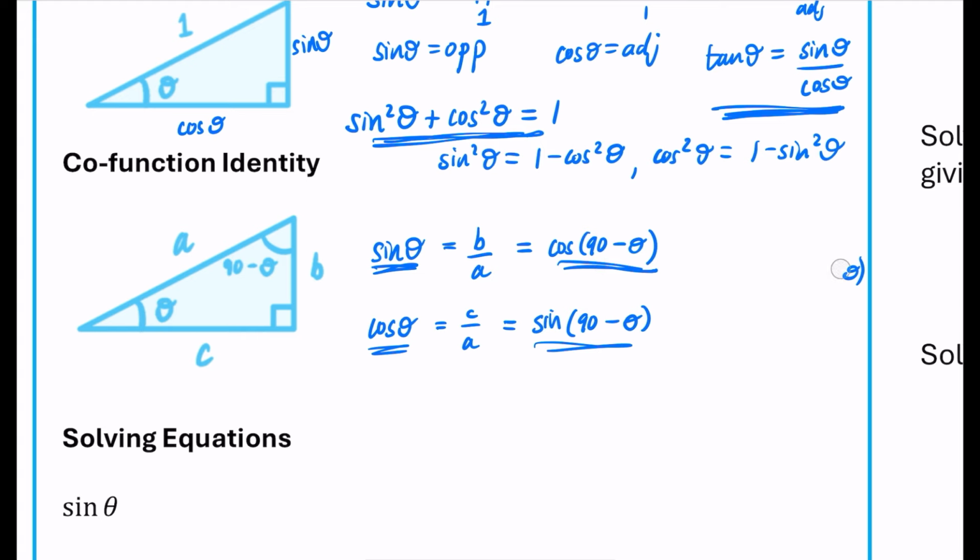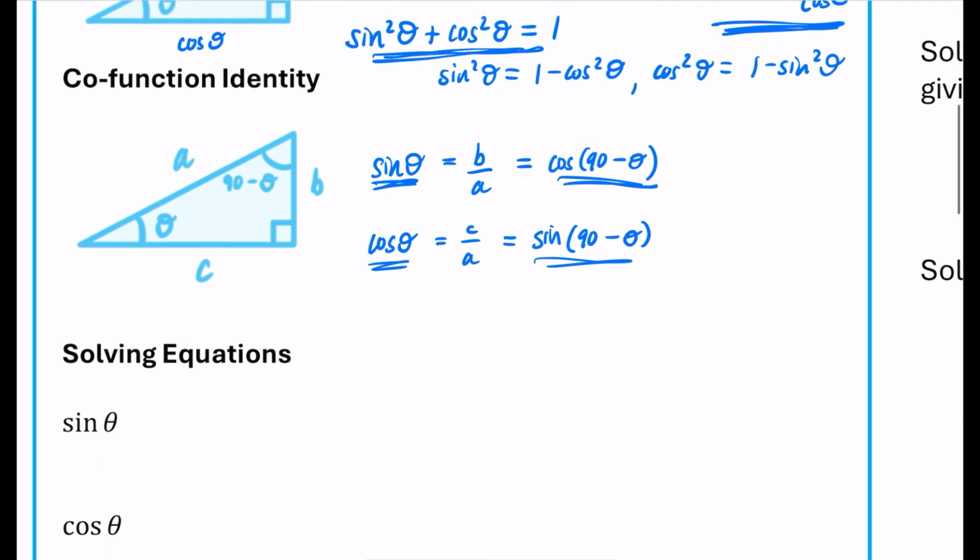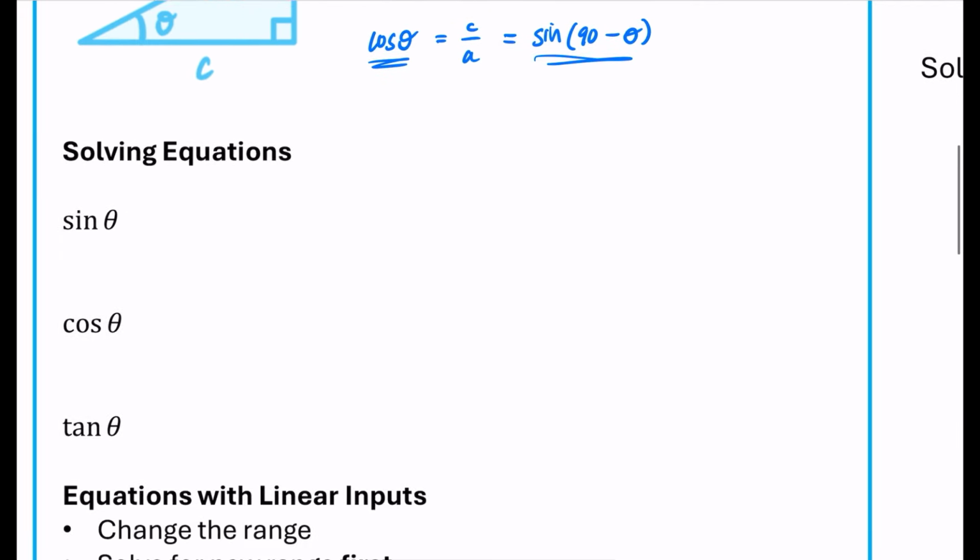Okay, so a bit of a niche one there. I will be using it later on, but I like to point that out in case it doesn't come up in your lessons. So for solving equations, this is the absolute shortcut of how to solve equations that we've got.